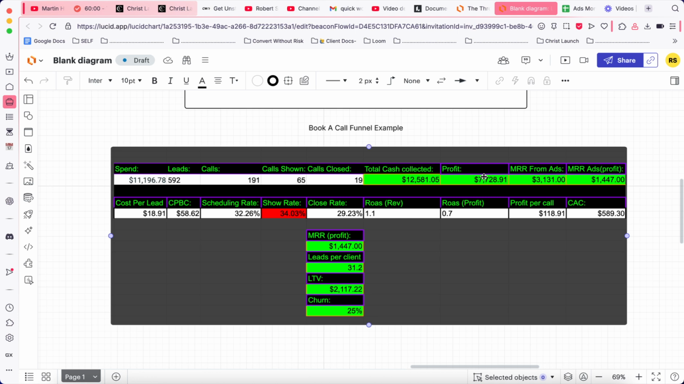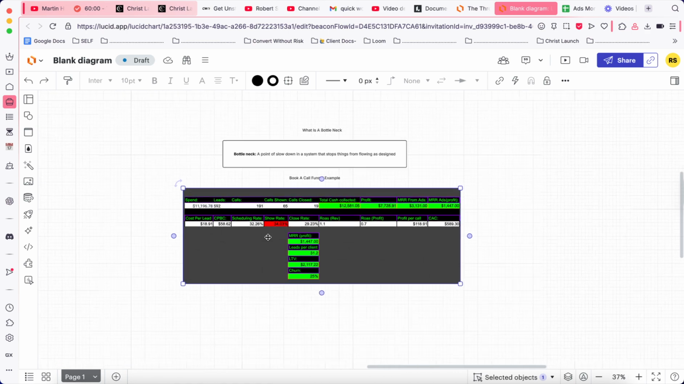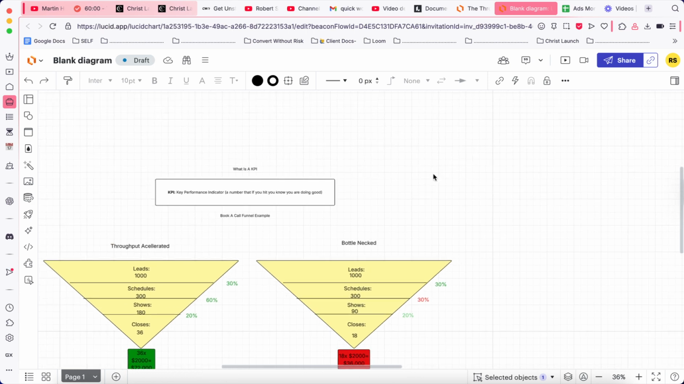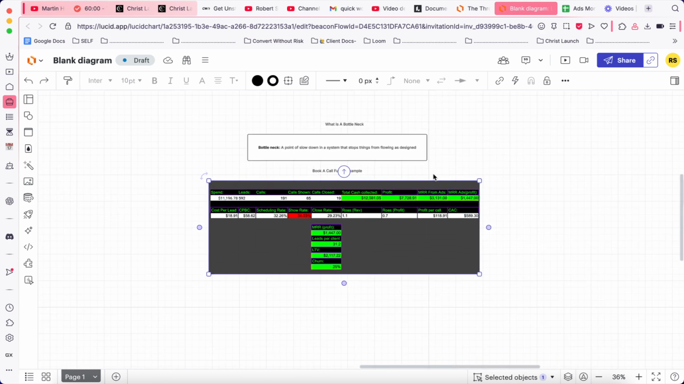Now, if I've lost you based off of all of these technical terms, I'll break down some of these things. The scheduling rate, of course, is the percentage of leads who decide to get on the calendar and book a call. The show rate is out of all of those people who booked the call, how many showed up. And the close rate is out of everybody who showed up, how many of them closed. There are certain KPIs, which are key performance indicators, which I explained in another video. If you haven't watched that, it's over here, on my other YouTube channel.